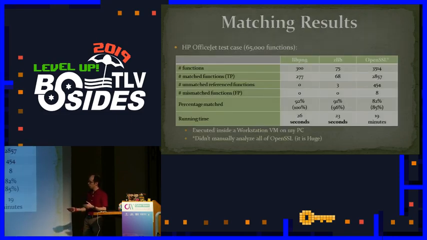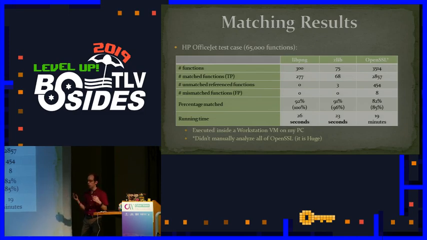And now for the results. We tested the main matching results after we manually analyzed libpng, zlib, and OpenSSL. We have several disclaimers because OpenSSL is huge. It has 5,000 functions. Only 3,500 functions were compiled inside the OfficeJet. And I had to manually analyze each of the functions because that's how you test it.